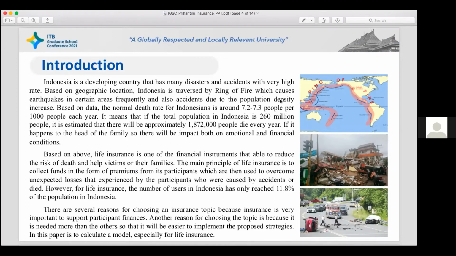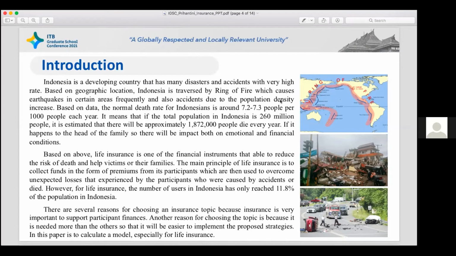Based on the above, life insurance is one of the financial instruments able to reduce the risk of death and help victims and their families. The main principle of life insurance is to collect funds in the form of premiums from participants, which are then used to overcome the losses experienced by participants caused by accident or death. However, the number of life insurance users in Indonesia has only reached 11.8% of the population.